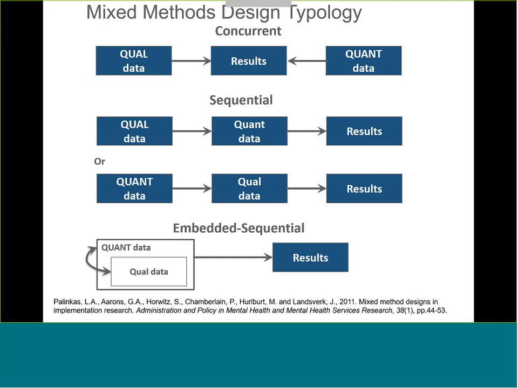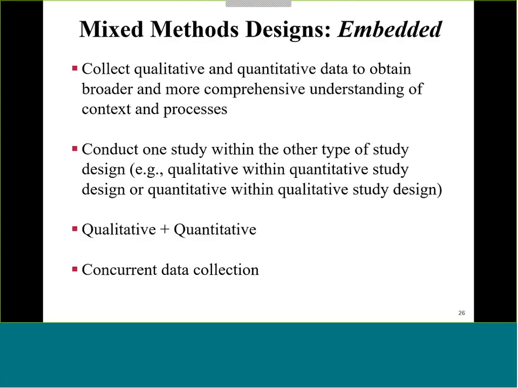Sometimes you may use your quantitative data primary and then bring in your qualitative data to learn more about the phenomenon that you're measuring quantitatively. So you can use your quantitative data, for example, for purposes of sampling, so that you're really using those data in a way that informs how you're going to ask the qualitative questions. And then you can have embedded sequential where these really work together as you go forward. Some other ways to think about these are, I talked about the embedded design where you're collecting qualitative and quantitative data for a broader and more comprehensive understanding of a complex context and process. So you're conducting one within the other type of study.